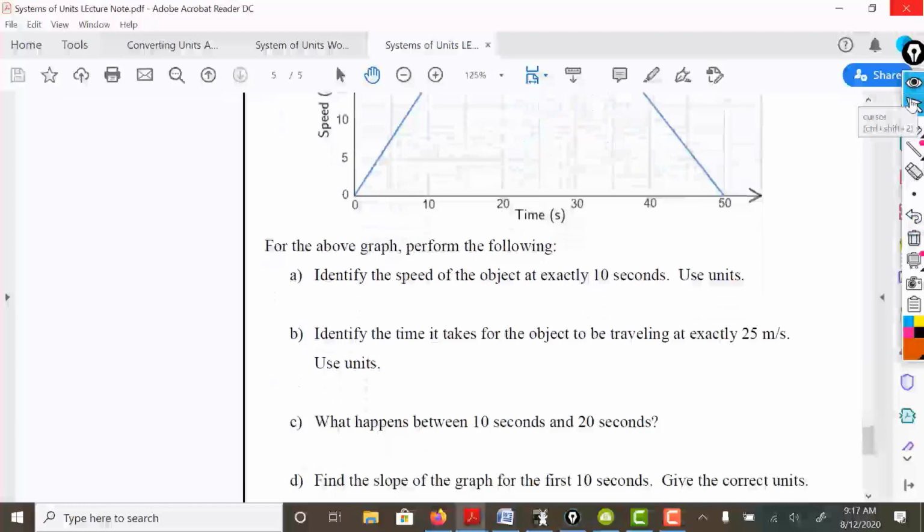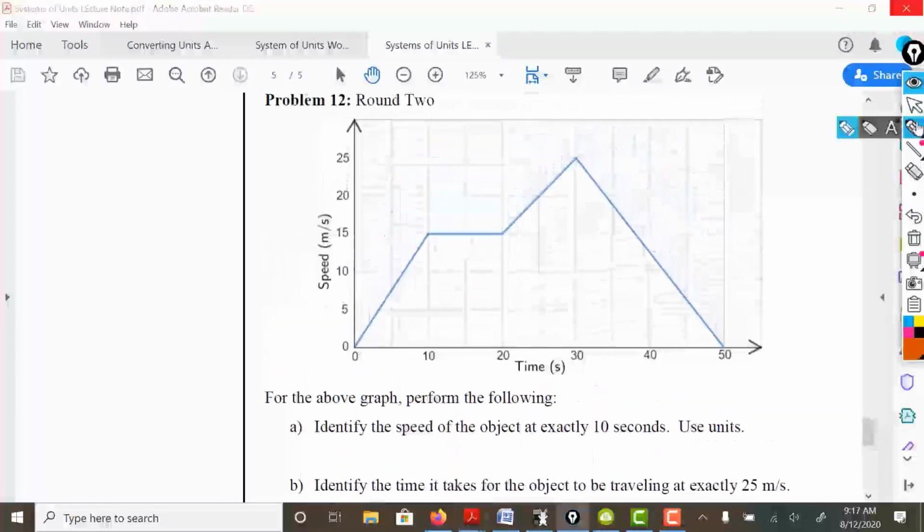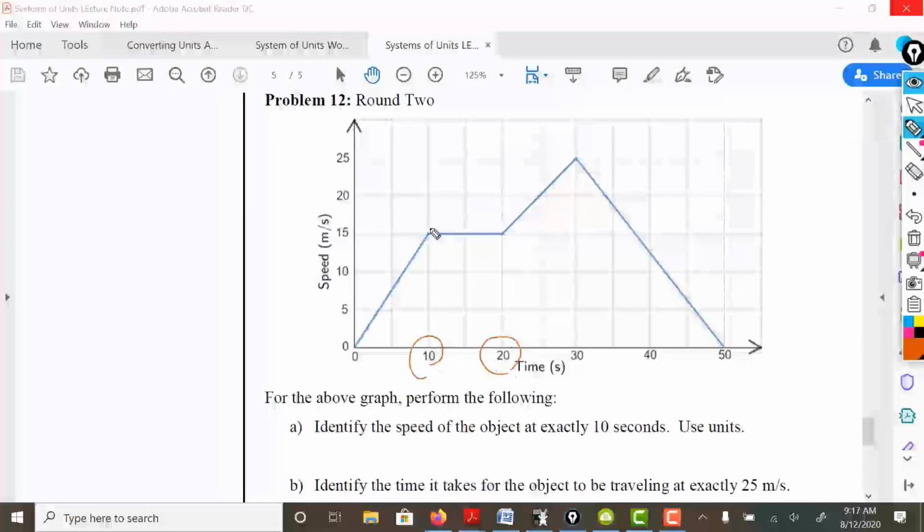Part C, what happens between 10 and 20 seconds? This is a good question. What happens between 10 and 20 seconds? You're thinking, what do you mean what happens? Well, we know the slope is zero, but does that mean it's moving? Is it not moving? Is it just sitting there and time is going by? Well, we have to look at the units, right? At 10 seconds, how fast was it going? It's going 15 meters per second.